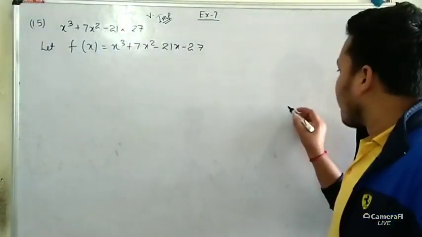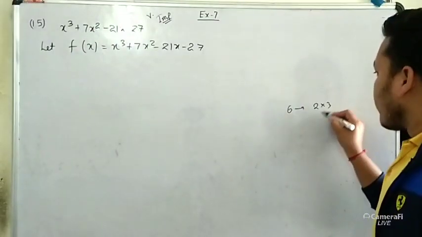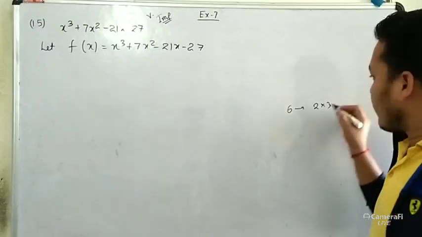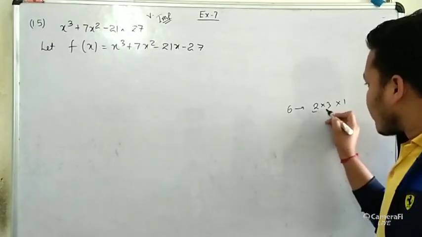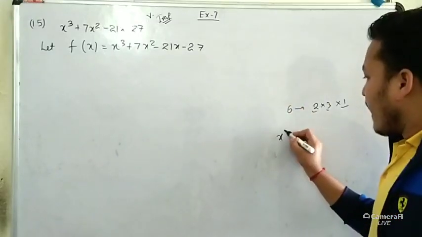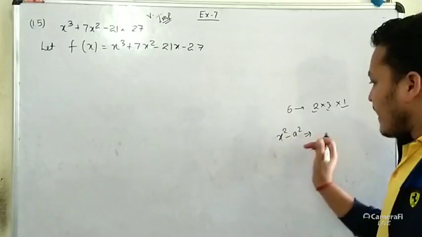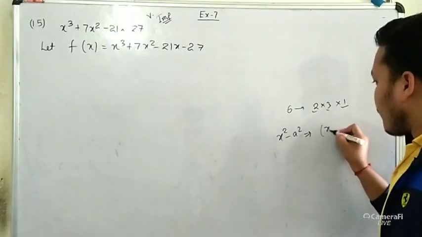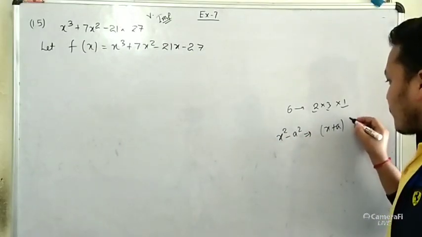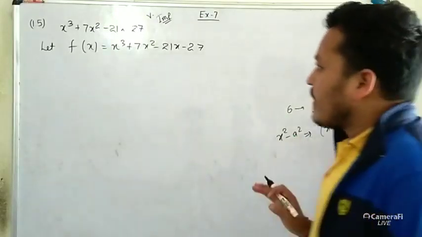Factorize means, as I already told you, what are the factors of 6? 2 into 3 or 3 into 2 or 6 into 1. So in the simplest form we have to write the factors in multiplication. Like x square minus a square, it is an algebraic expression, so we write it in the simplest way: x plus a and x minus a. These are the two factors of the given expression.